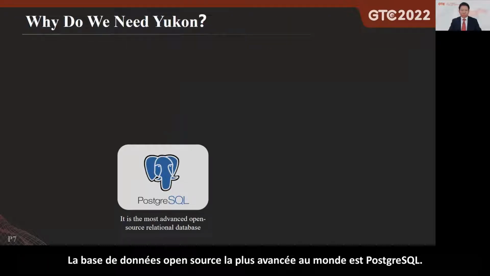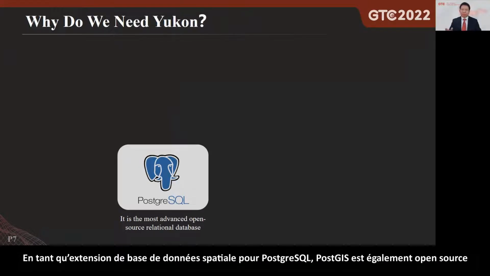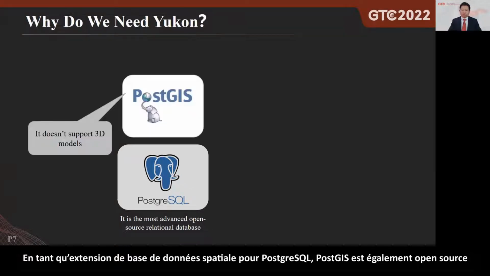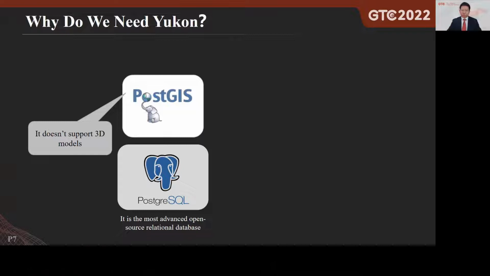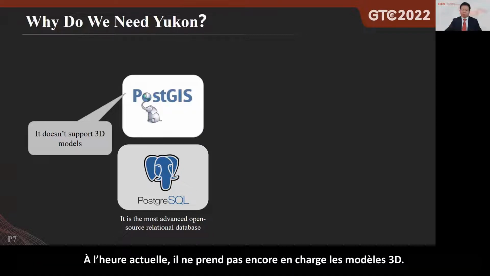PostgreSQL is the so-called world's most advanced open source relational database. As a spatial database extender for PostgreSQL, PostGIS is open source as well and adds support for geographic objects. At present, it doesn't support 3D models yet. Particularly, we need to do a lot of extensions.